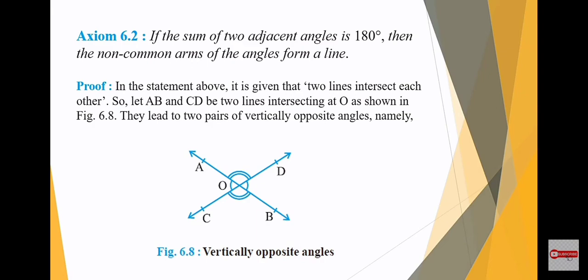Now let us see the proof of this axiom. That is, in the statement above, it is given that two lines intersect each other. So let AB and CD be two lines intersecting at O as shown in the figure. They lead to two pairs of vertically opposite angles, namely angle AOC and angle BOD, and angle AOD and angle BOC.